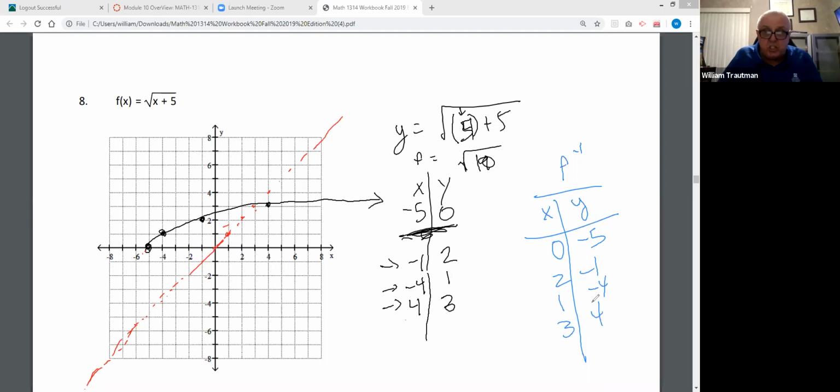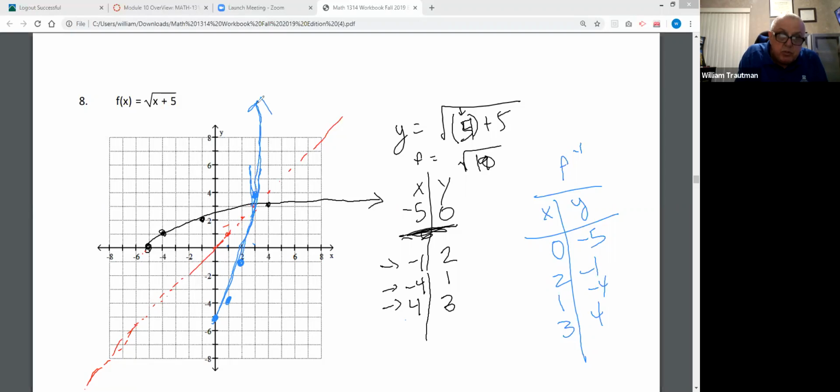Let's graph these and I'll show you. I don't think we'll have the whole graph. 0, negative 5 is right. Oh, maybe we do. 0, negative 5 is right here. 2, negative 1 is right here. 1, negative 4 is right here. Hey, it looks like it's working. And 3, 4 is right here. Do you see this blue graph? It looks like it's going like this. If I could draw it a little bit better. There we go.